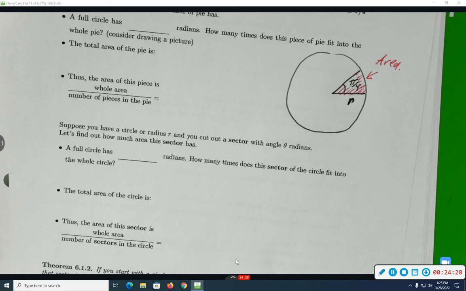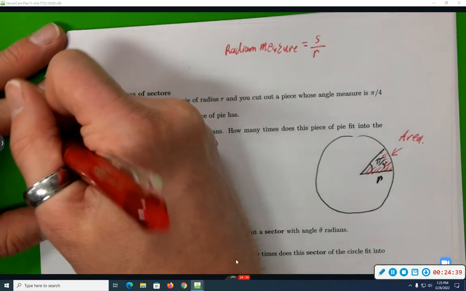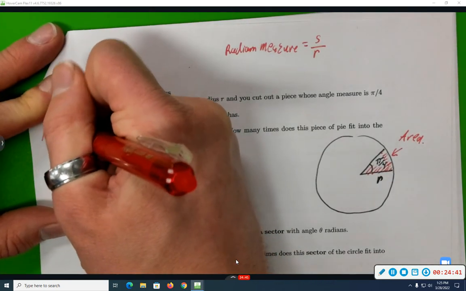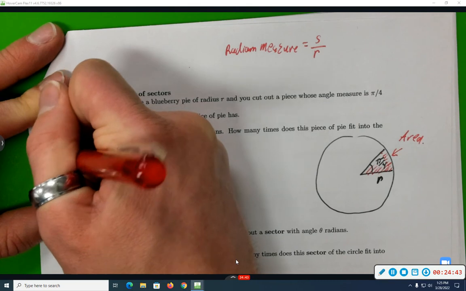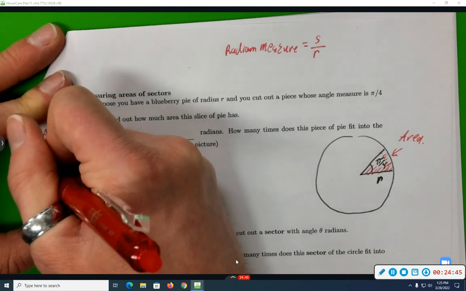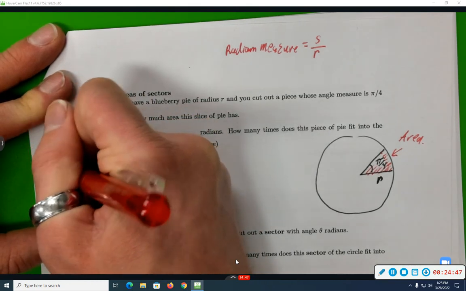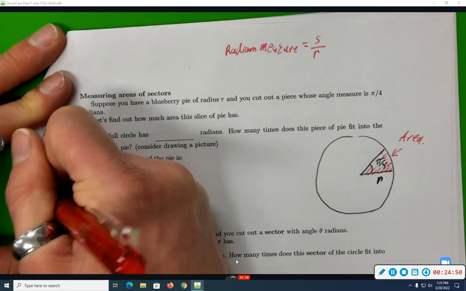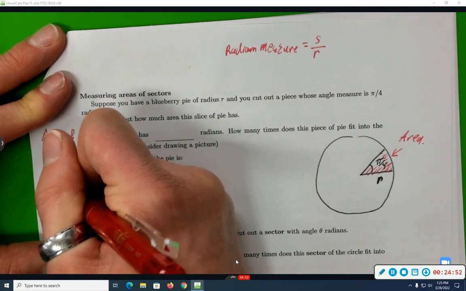All right, done. So just like how you told me the formula for the circumference of a circle is 2 pi times the radius, the area of a circle of radius r is pi r squared.